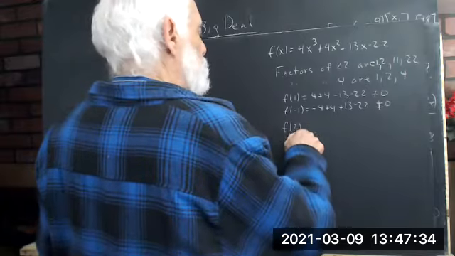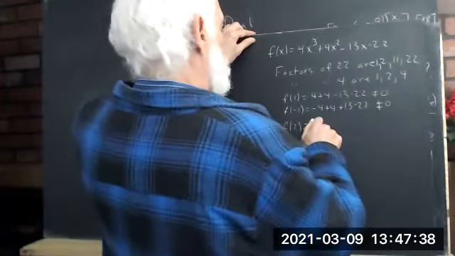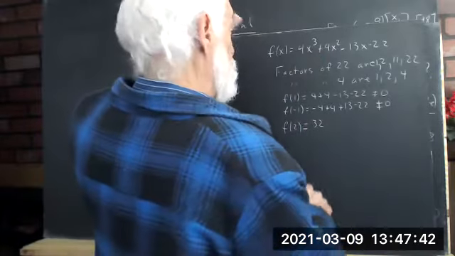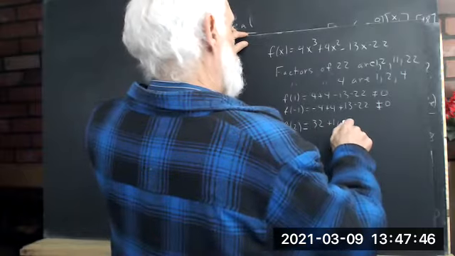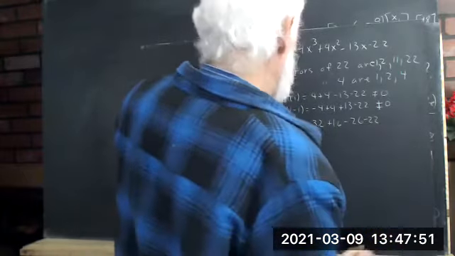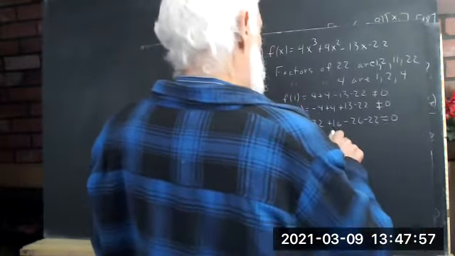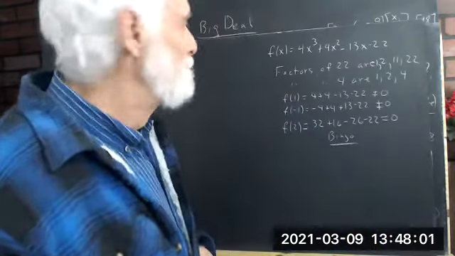Let's try f of 2. Well, 4x cubed is going to be 32, and 4x squared is going to be 16, and then minus 26 minus 22. I bet this is going to work. We get 48 and minus 48, and that equals 0. So we can say bingo.